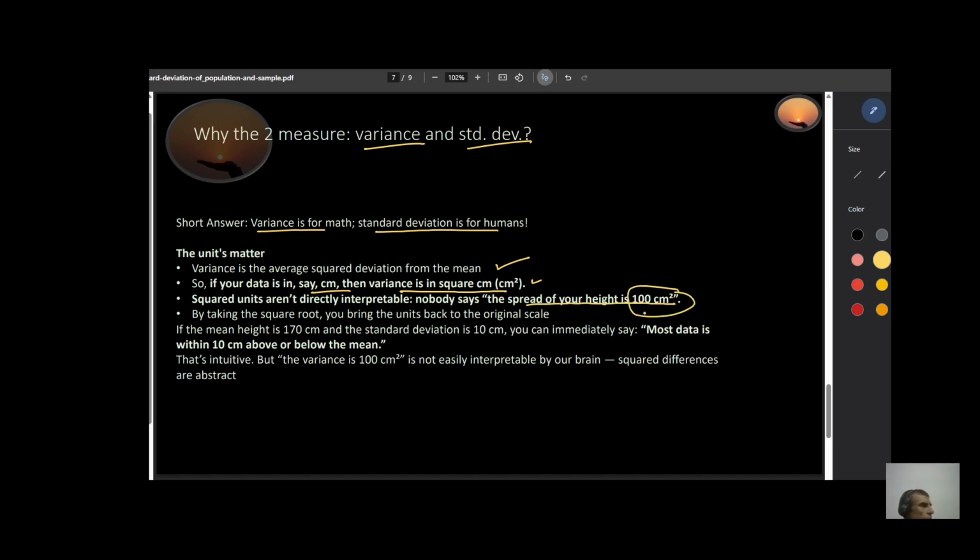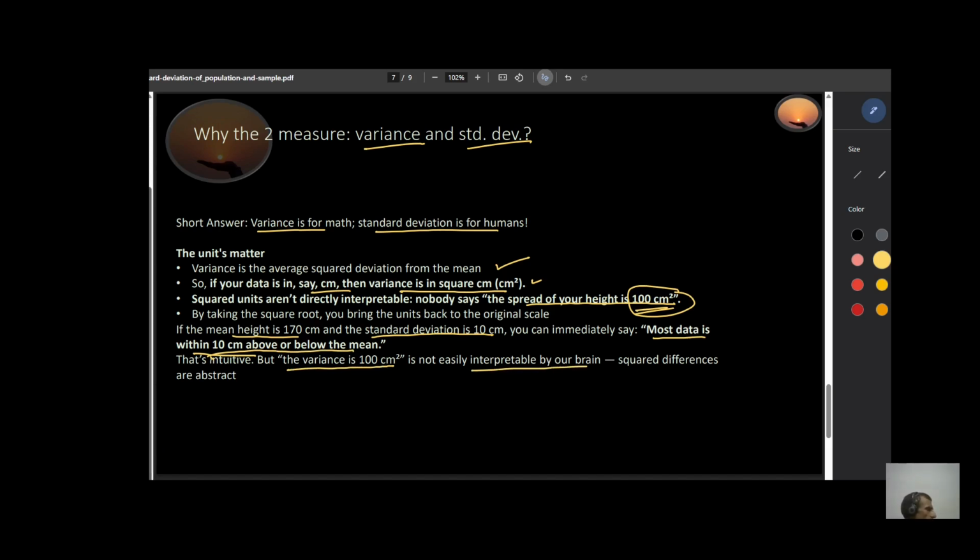On the other hand, if I take the square root of this number, then I can say that if your mean height is 170 centimeters, your standard deviation is 10 centimeters. You can interpret that as saying that most of your data is within 10 centimeters above or below your mean value. So I can interpret that. The variance of 100 centimeters squared is not easily interpretable by our brain.